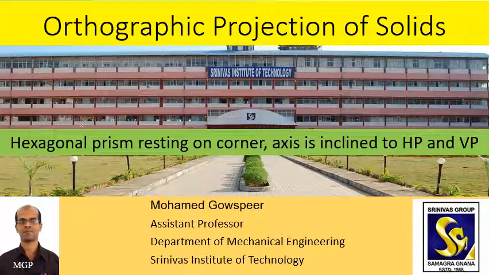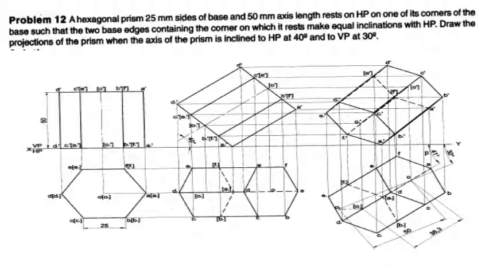Hello everyone. So today we learn in orthographic projection of solids how to solve when a hexagonal prism is resting on a corner and its axis is inclined to HP and VP. This is the example we have taken. A hexagonal prism, 25 mm sides of base and 50 mm axis length, rests on HP. So 25 millimeter is each side.